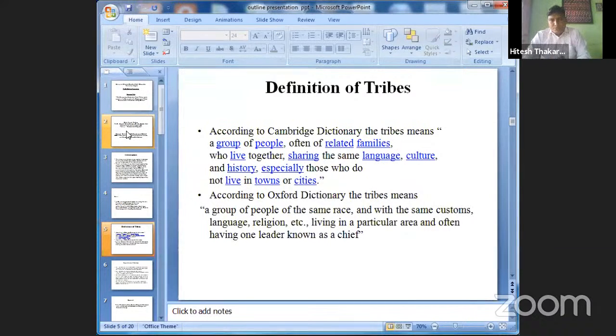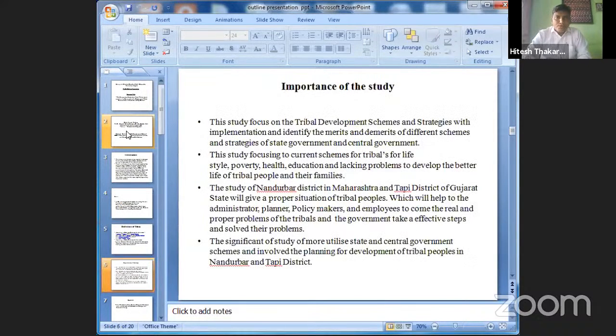We are saying the same definition almost shows in the African countries. In many African areas, one person is the chief and the others follow them also. Importance of the study.